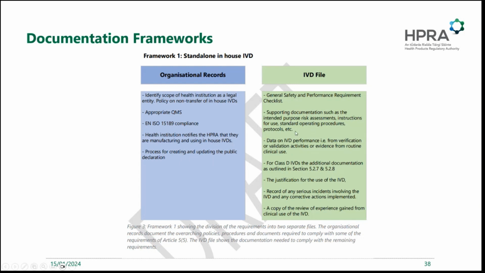You'll have your supporting documentation to support that checklist, your risk assessments, your instructions for use, your SOPs, your protocols. You'll have any data you have from verification or validation activities or evidence from routine clinical use. The additional documentation for the Class D IVD piece, if it applies. The justification for use of the IVD in 2028. And the record of any serious incidents that involve the IVD and any corrective actions that you've taken. And then any reviews, when you're doing those reviews, it'd be good to keep a copy of that review in the same folder. So you're keeping all your documentation collated so that you know that you've met the requirements and you can support that you've met the requirements in an easy fashion.